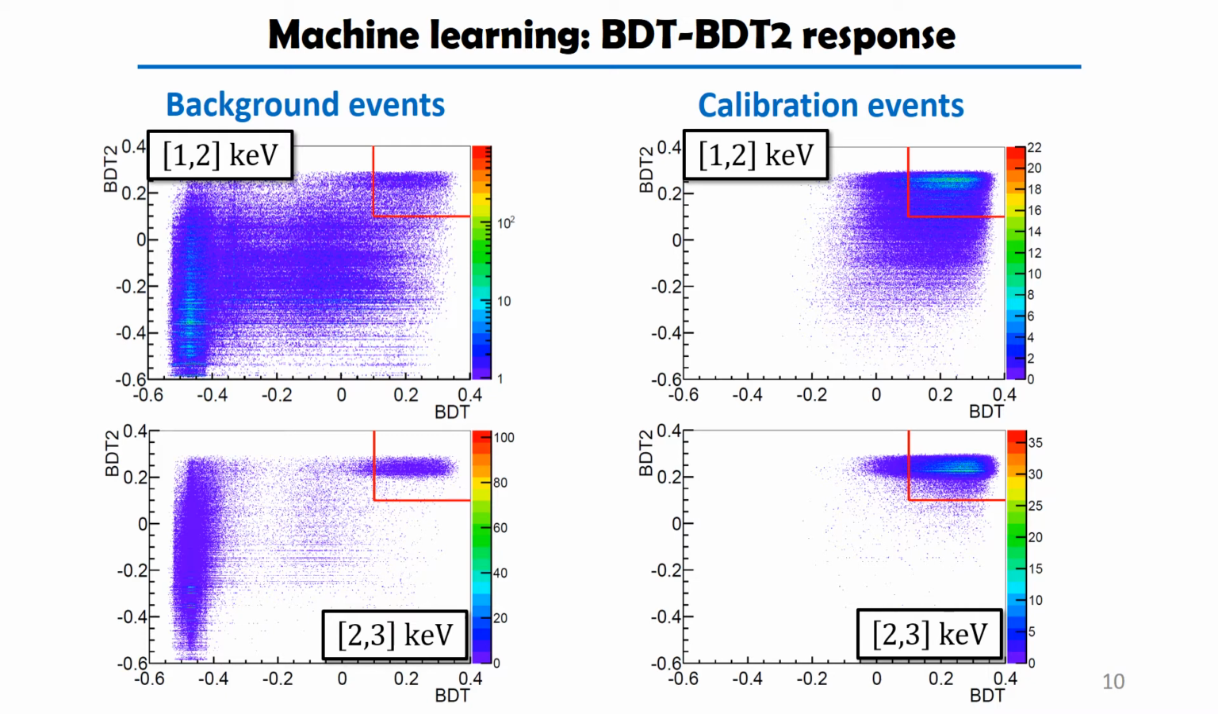However, we observe that for positive VDT values, a new type of event between 1 and 2 keV appears in the background data, which does not appear at higher energies, nor in the calibration events, or at least not in the same proportion. For this reason, it is mandatory to use both VDT variables to remove them. Events that are above and to the right of the solid red lines in the figures are retained.